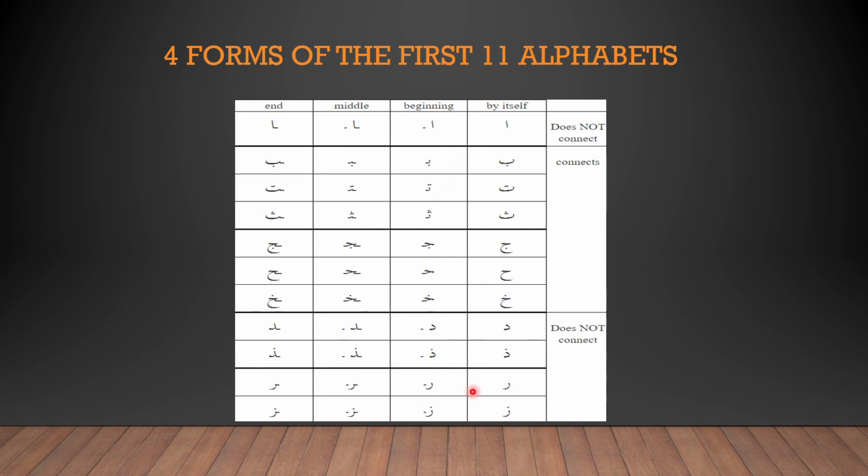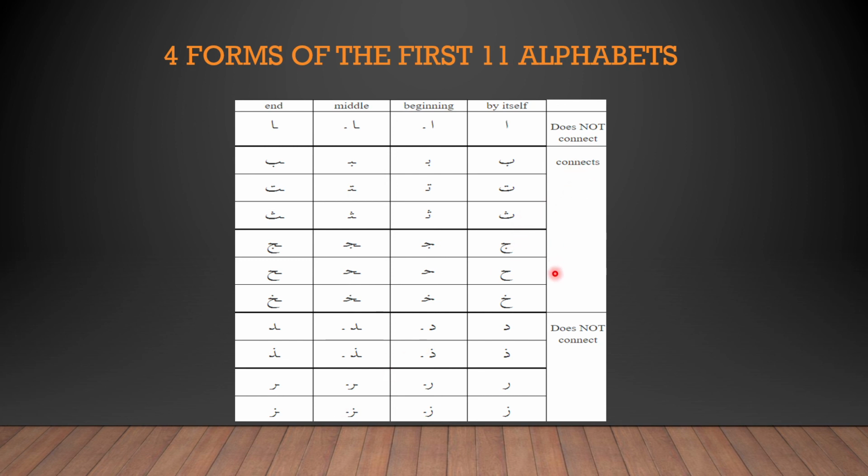Now if you look carefully, I've labeled this as does not connect, connects, and does not connect. This means that out of 6 letters, we have learned 5 of them. Alif, Dal, Zal, Ra, Zay do not connect with the following letter. They do not connect with the letter that comes after them. They connect with the letter that comes before them, but they don't connect with the letter that comes after them. I hope this is clear.